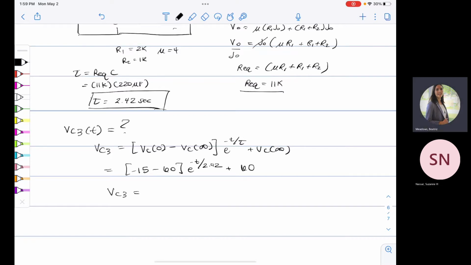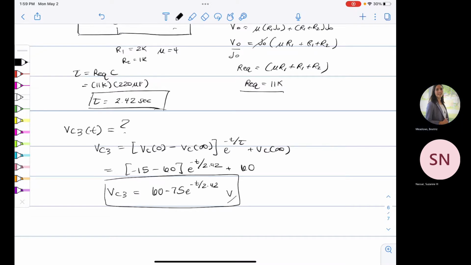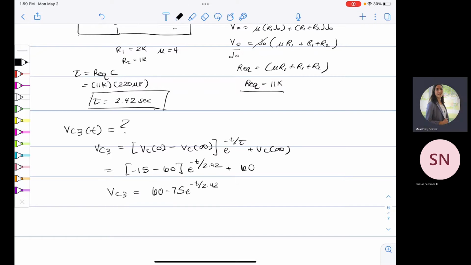So VC3 of t, we can simplify that down to plus 60 minus 75. Negative 2. Yeah, no, it's the same. Right? No, 60 minus 75. This is that part that's on the front. Okay, yeah. Does that make sense, everybody? So we're going to ace this problem.